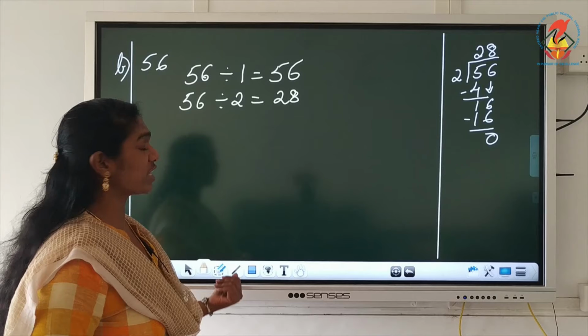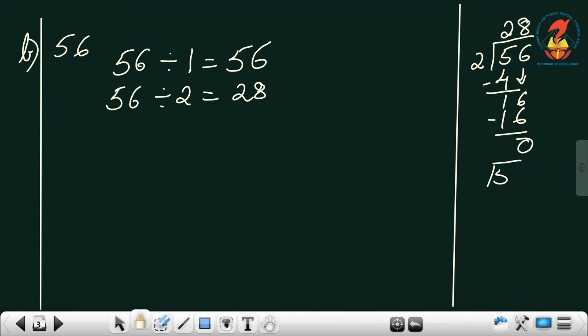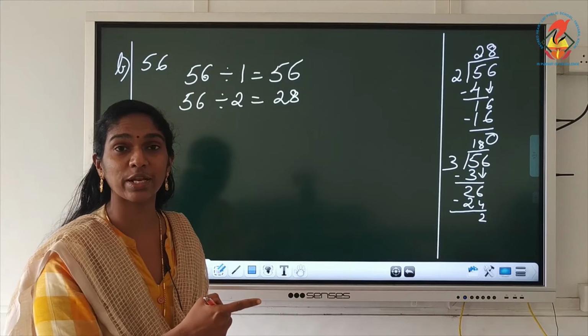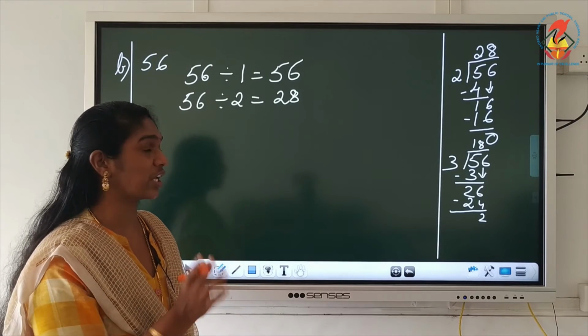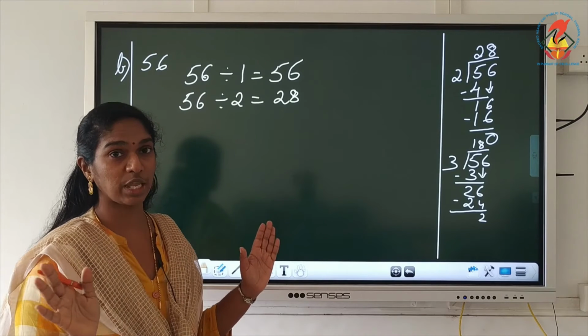Now, should I check 3's table? Yes, we will see whether it is there or not. 56 divided by 3. 1 time. When I minus, I get 2. Bring down 6. 3's table, do I have 26? I do not have 26. I have only 24. So, when I minus, I am getting 2. I am not getting the remainder 0. So, I cannot take that quotient. That means 56 is not there in 3's table.